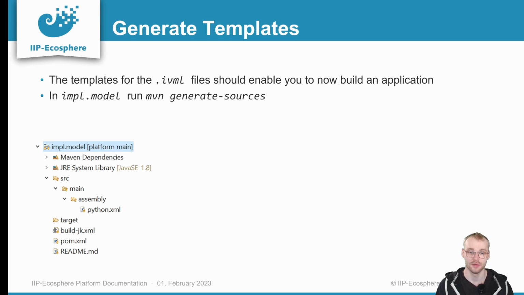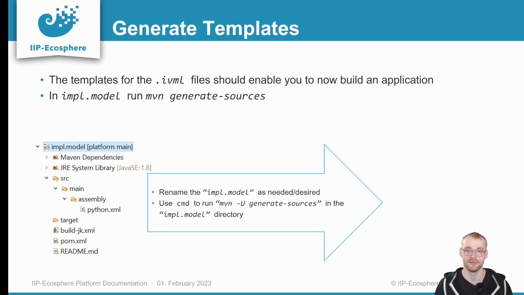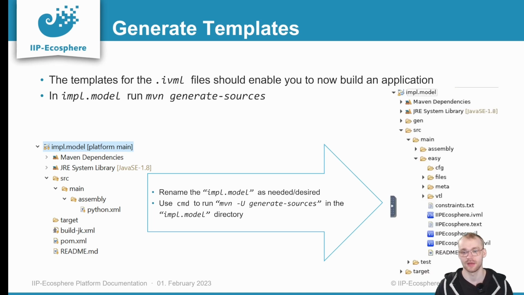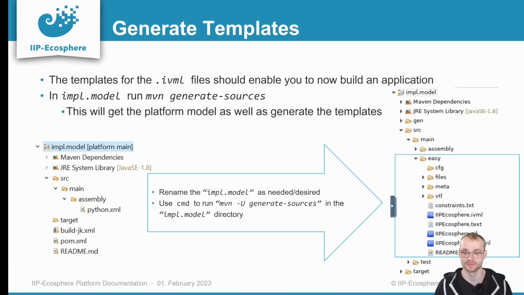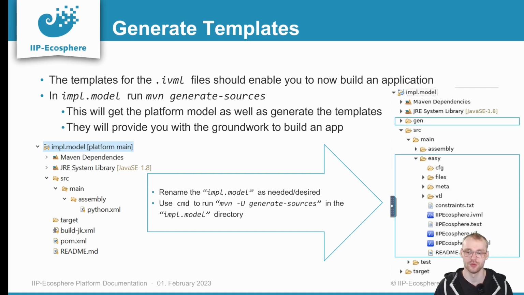What we do now is we run mvn generate-sources to get and unpack the meta model, which is seen on the right side, and to generate the gen directory in which our template project lies, as well as most other generated parts for this application.